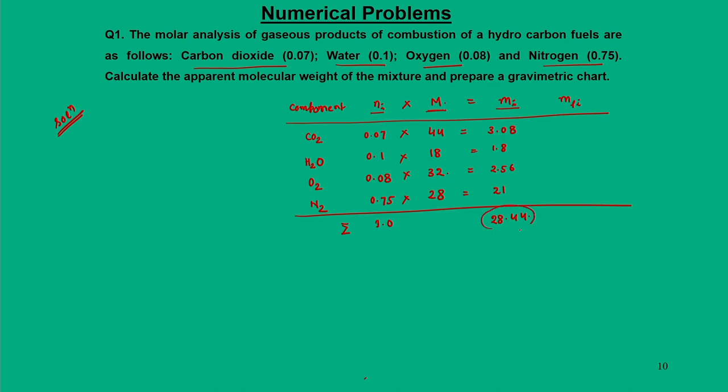Then we know the total is summation of Mi, then the mass fraction mfi is nothing but Mi by total mass. So, 3.08 by 28.44 gives 0.108, 1.8 divided by 28.44 gives 0.063, 2.56 divided by 28.44 will be 0.09, and 21 divided by 28.44 is 0.739. If you sum it up, this summation is also 1.0. So, you can check your molar analysis gives summation of Ni as 1, and this mass fraction analysis also gives summation of mfi as 1. So, this analysis is correct, and this is called a gravimetric chart.